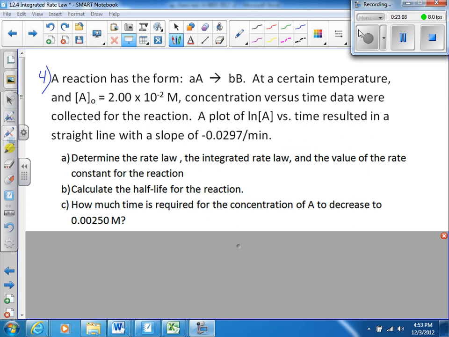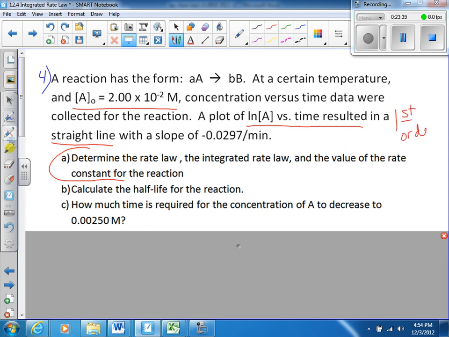Okay, you've got all this information, but let's focus on what we are trying to find. We want to find the rate law, the integrated rate law, the value of the rate constant. We'll do that first. Let's see. What is the important information we've got? Well, we have our initial concentration, and we're told that a plot of log A versus time results in a straight line. What does that tell us? Think about it. I'm going to tell you what it tells us. It tells us this is a first order reaction. So now I can very easily write the rate law and the integrated rate law. The rate constant, well, they told me the slope equals negative k, so I can get k as well.